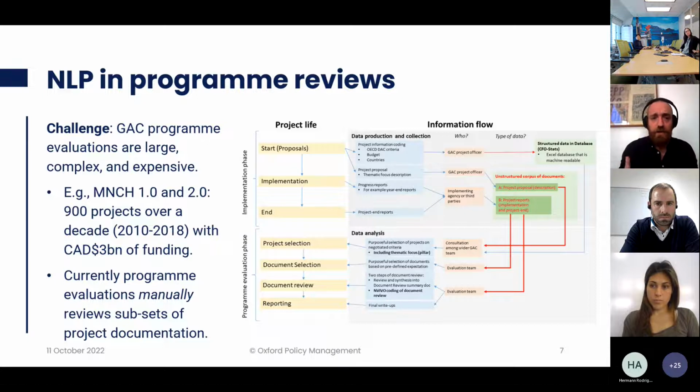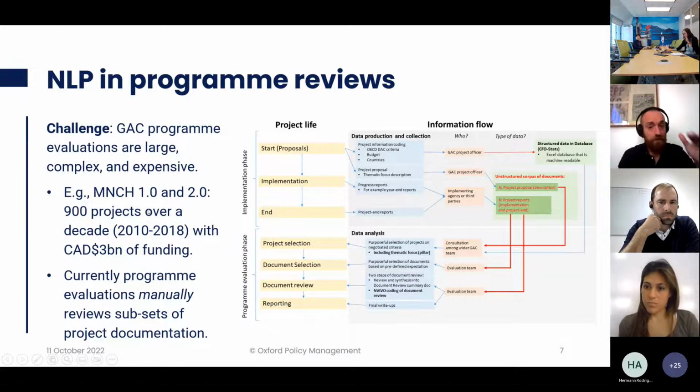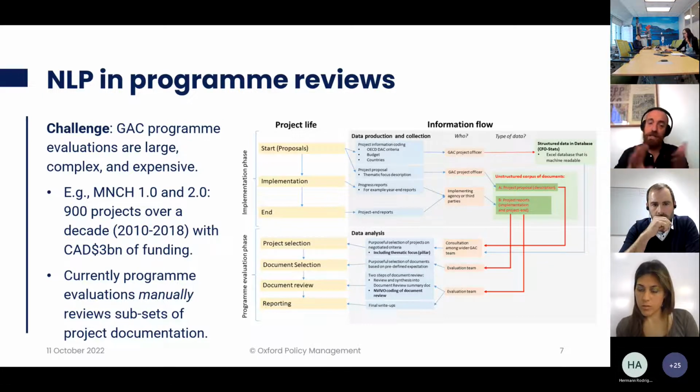So Global Affairs Canada program evaluations are large, complex, and expensive. So why is that the case? What these program evaluations refer to are evaluations that come after about a decade of funding in a certain program, for example, on maternal and child health, with large sets of funding that goes to many different projects. The way that these program evaluations at the end of such a funding period work is that humans review project documentation, right? So imagine 900 projects, 10 years of funding, all of the evaluative documents, project reports, etc. They get stored somewhere and then they get analyzed by humans.